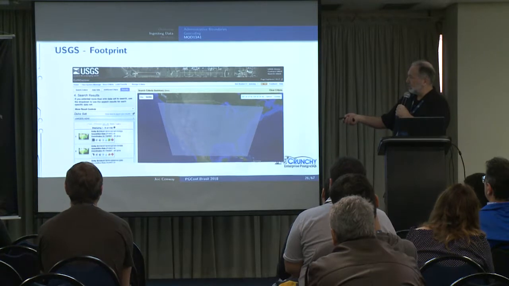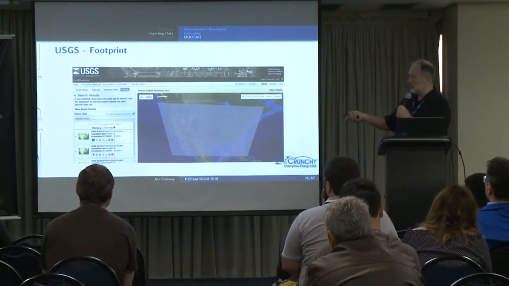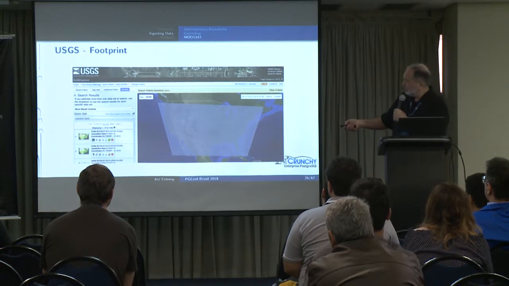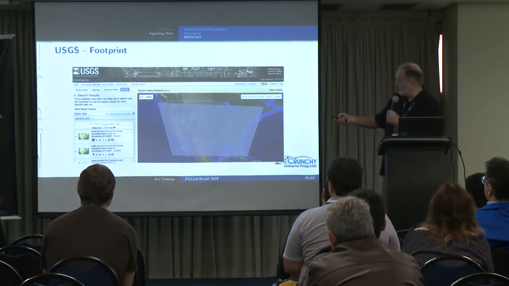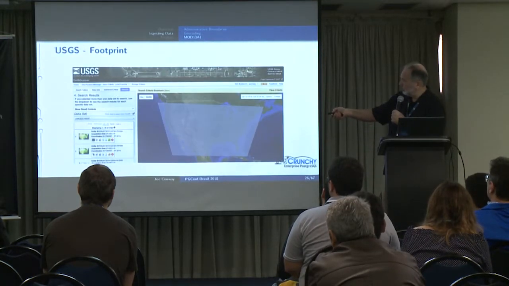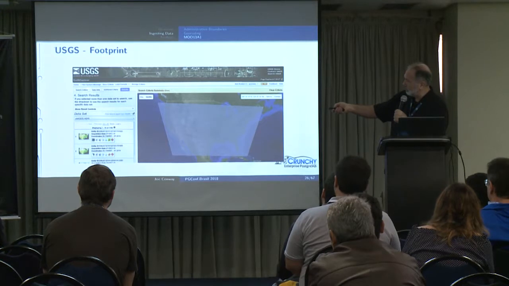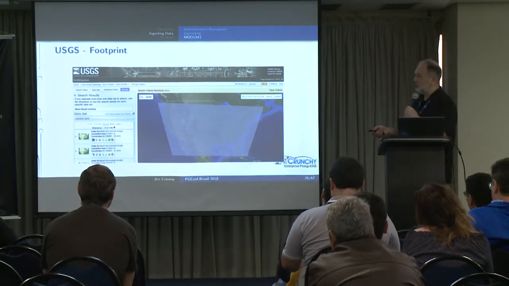This is what it looks like on their site, because this is the footprint I'm talking about. So this is kind of like one shot from the satellite. The search bar is over here, and the things that I was referring to here are basically screens along these tabs, where you set your search criteria and say which images you want.